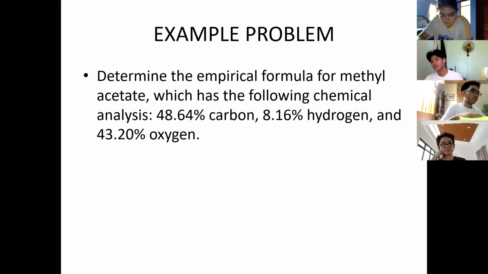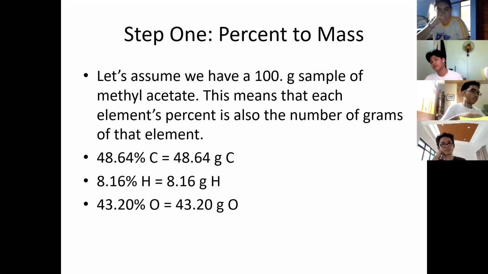For example, 48.64% of carbon in a 100-gram sample will simply be 48.64 grams of carbon. 8.16% of hydrogen in a 100-gram sample is simply equal to 8.16 grams. So with oxygen, we have 43.2 grams. Again, that is not the molar mass of methyl acetate, but that is simply the mass of a 100-gram sample.